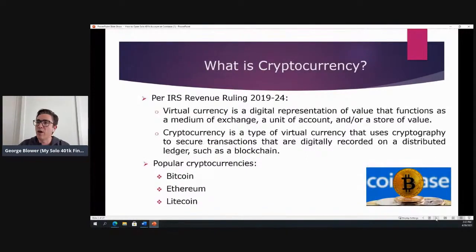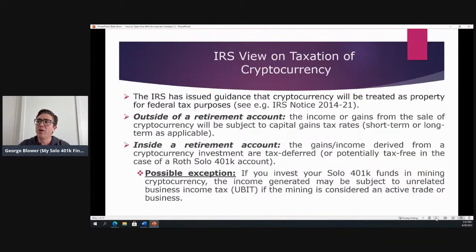Starting out with the foundation, what is cryptocurrency? Per IRS Revenue Ruling 2019-24, it's a virtual currency. Popular cryptocurrencies include Bitcoin, Ethereum, Litecoin. The IRS considers cryptocurrency to be property for federal tax purposes, and so that has different implications. Outside of a retirement account, that means that any gains or income is going to be taxed at the capital gains tax rates, whether short-term or long-term.